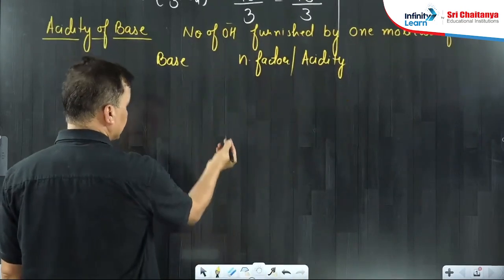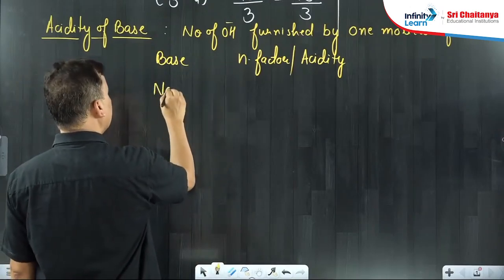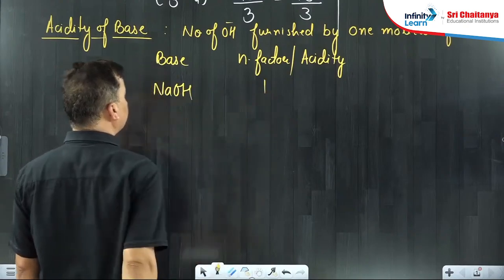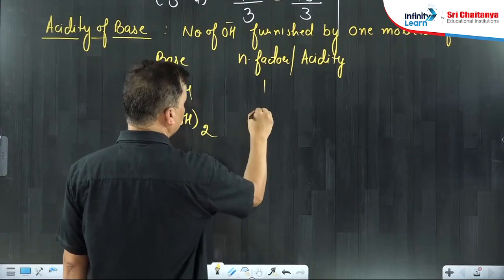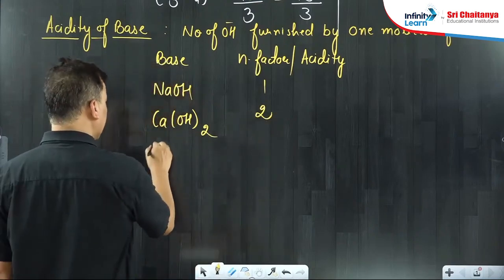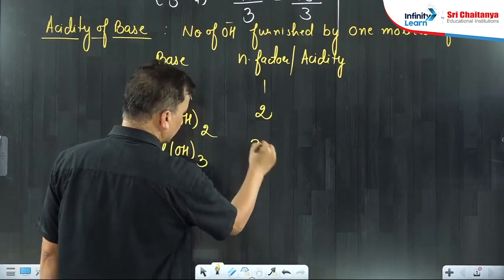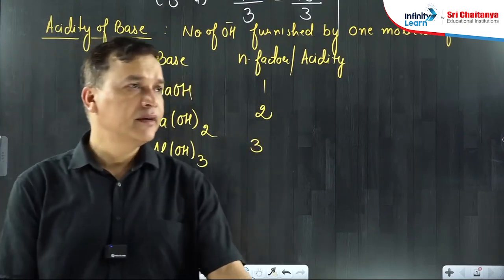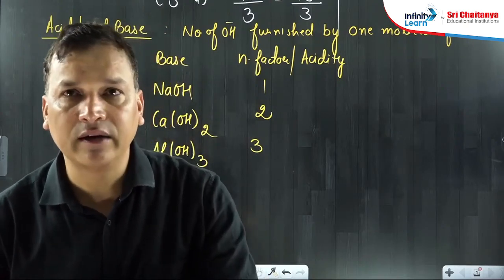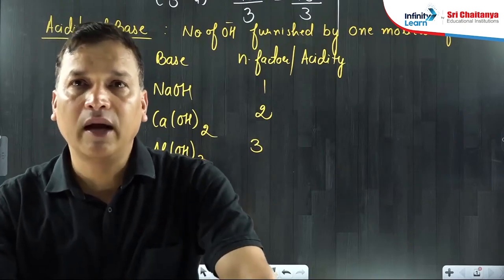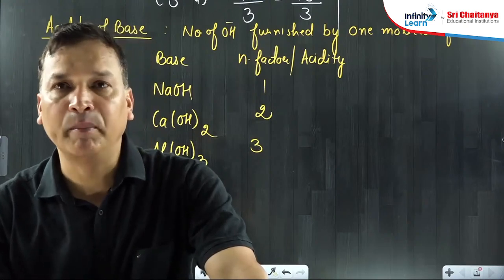I am writing here, then I will ask you. NaOH, its N factor is 1. Calcium hydroxide, N factor is 2. Aluminium hydroxide, N factor is 3. You got it or not? Please tell me. So dear student, with the help of this N factor, we can calculate the number of gram equivalents as well as the equivalent weight of a particular base.